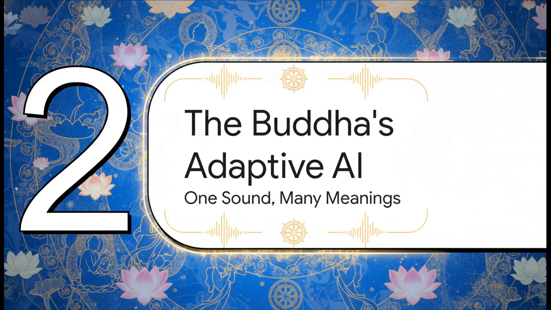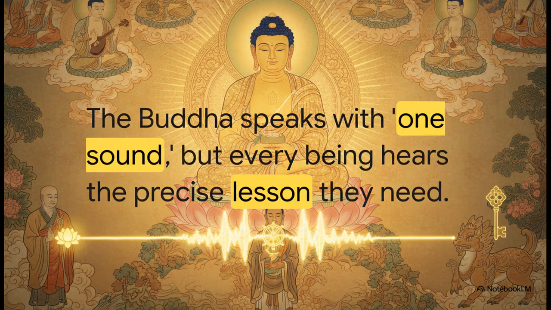Now, this whole thing runs on a really fascinating idea, and it's called one sound, many meanings. Okay, so the core of this AI is a bit of a paradox, right? The sutra says the Buddha speaks with just one voice, this one sound. But, and here's the crazy part, every single person who hears it understands the exact lesson they need right in that moment. It's not that the message changes. No, the message stays the same. It's the listener's own mind that acts like a unique decoder, translating that one universal signal into a totally personalized teaching. How cool is that?